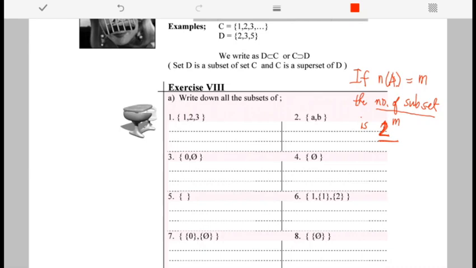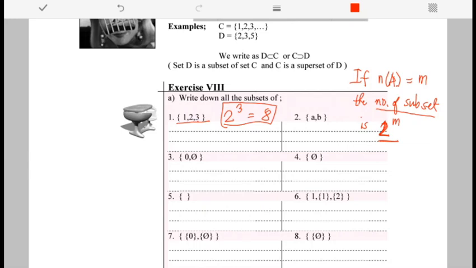So for number 1, there are 3 elements. You have 1, 2, and 3, right? So there are 3 elements. If you have 3 elements, that means 2 to the power of 3, that means you have 8 subsets. So you have to write 8 subsets. Let's see, what are these 8 subsets?